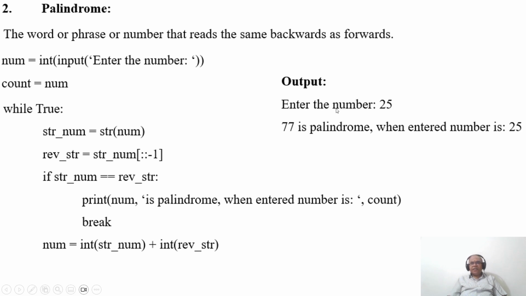So here you can see, enter the number is 25. The 77 is the palindrome when the entered number is 25. So this is how I will be able to get the palindrome number.